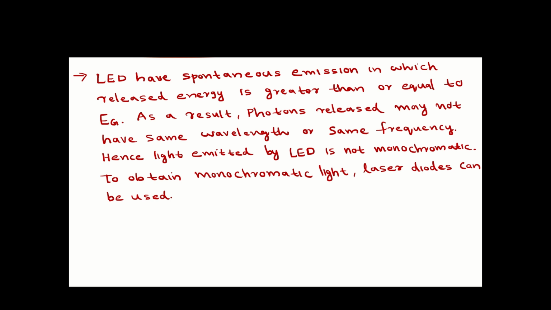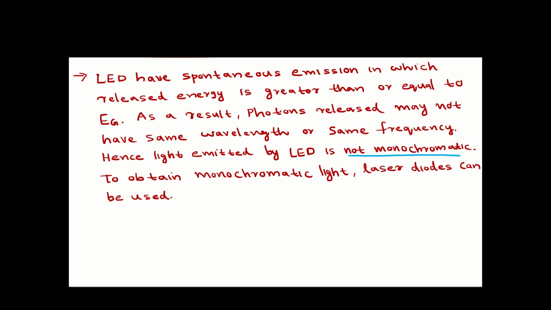The next point is that LED has spontaneous emission in which the released energy is greater than or equal to the energy band gap Eg. As a result, the photons released may not have the same wavelength or the same frequency. Hence, the light emitted by an LED is not monochromatic. To obtain monochromatic light, laser diodes can be used. Monochromatic means the emitted light is in the same wavelength.